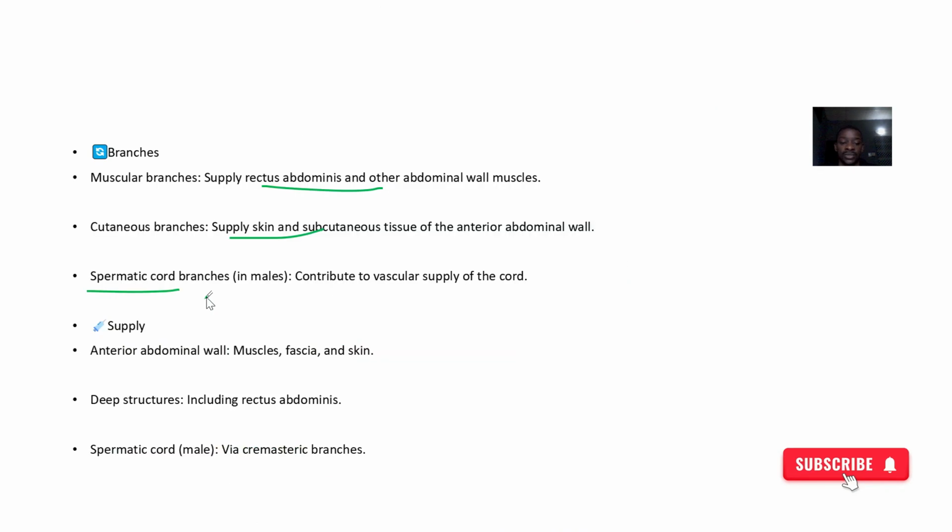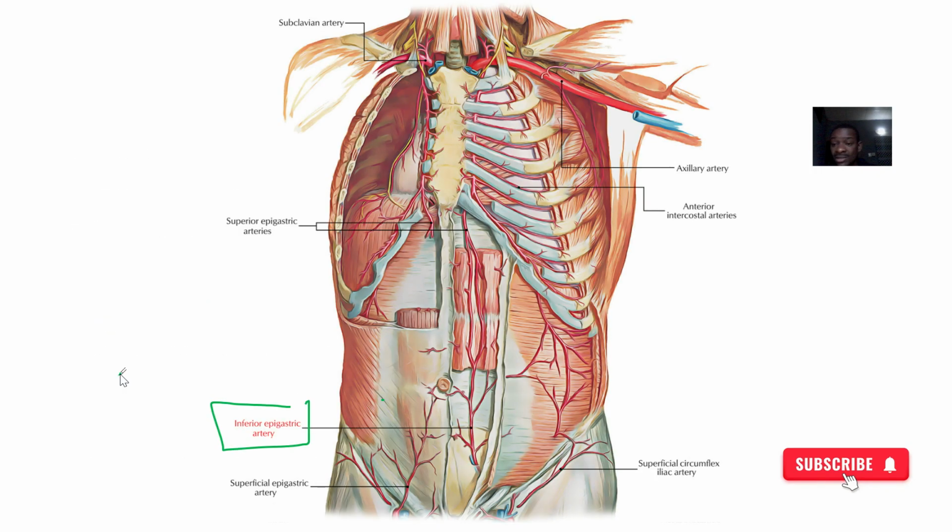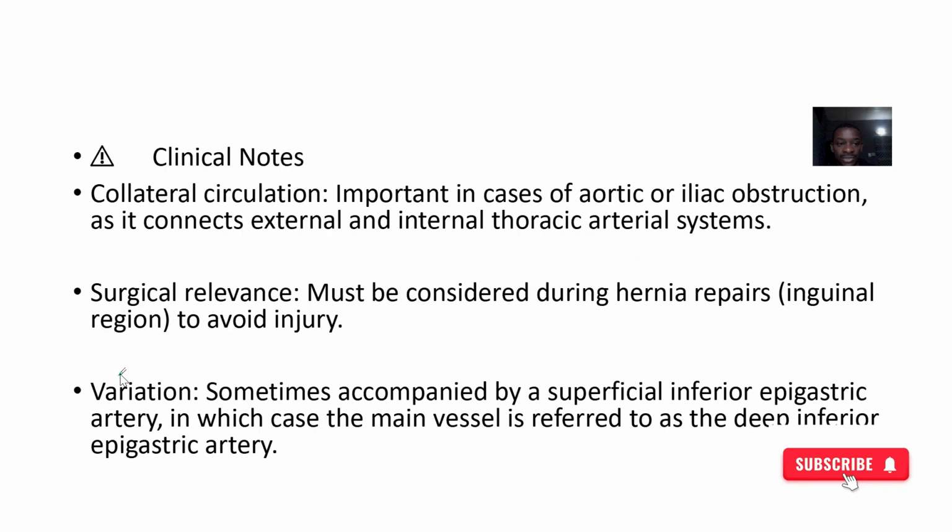All right, so that's what we got. Supply again, just running over it again: anterior abdominal wall, muscle, fascia, skin, deep tissues around there. That's the rectus abdominis muscle. Then the spermatic cord. Alright, so clinical notes.